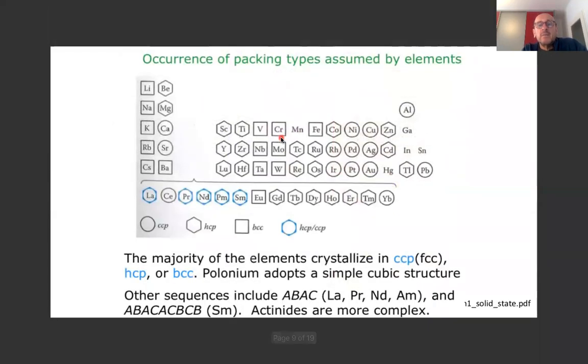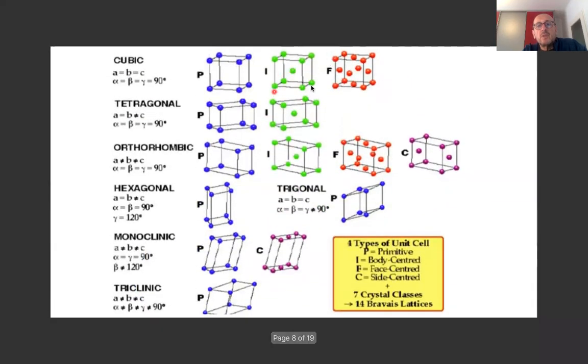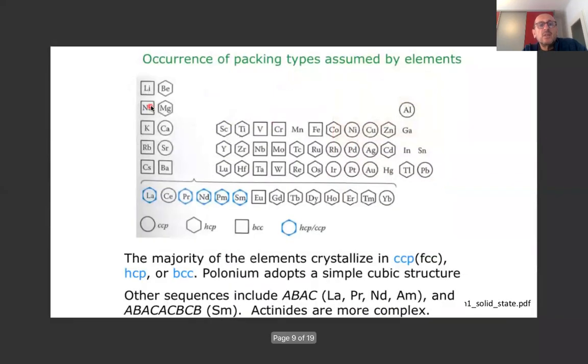So this is the periodic table of elements, and here we can recognize, for example, that all these guys here, the alkali metals, are all BCC. So they correspond to this structure here, the cubic I it's called. So they are all BCC.